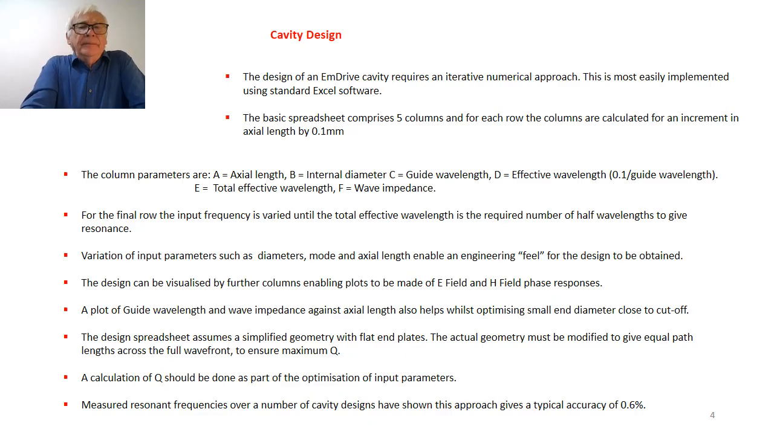You can envisage the design or the results of the design by plotting, by adding further columns, which enable plots to be made of E field and H field phase responses. You can also add columns to plot the guide wavelength and the wave impedance against axial length, all of which helps to optimize the design.